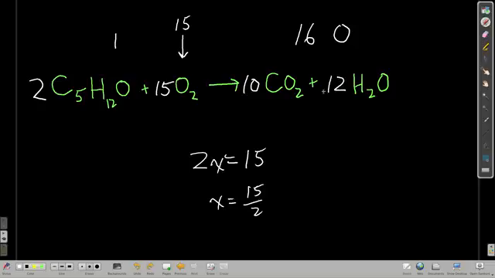So now the question might be, what's the coefficient when this equation is balanced for water? It'd be 12, or carbon dioxide would be 10, or something else. Or what's the sum of the coefficients? 2 plus 15 is 17, plus 10 is 27, plus 12 is 39. And there you have it.